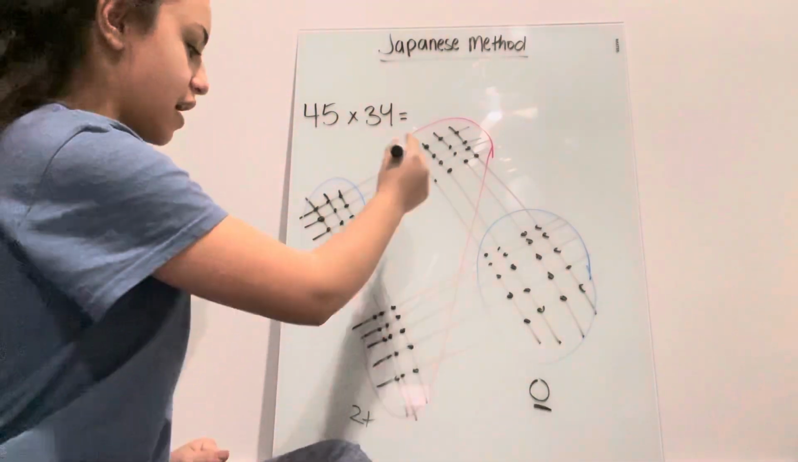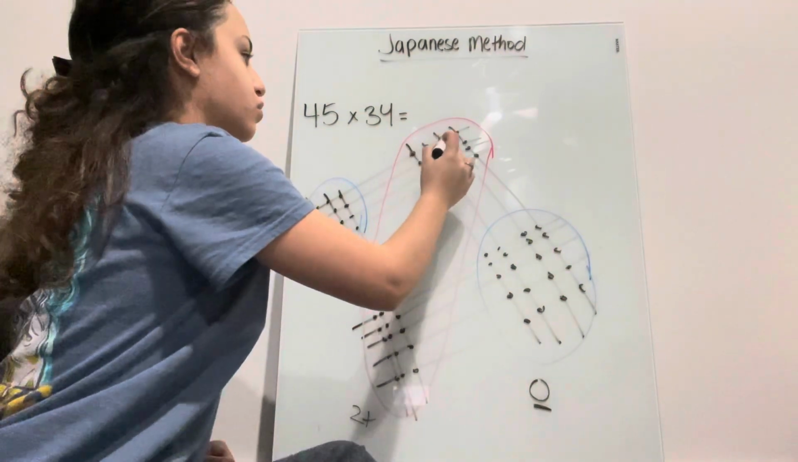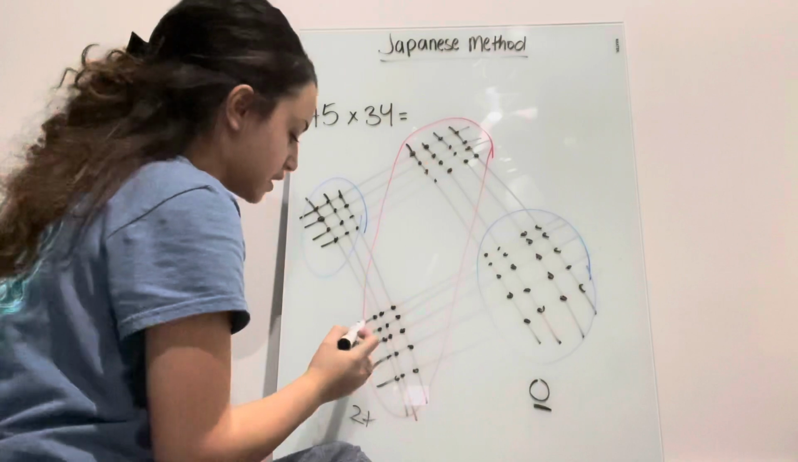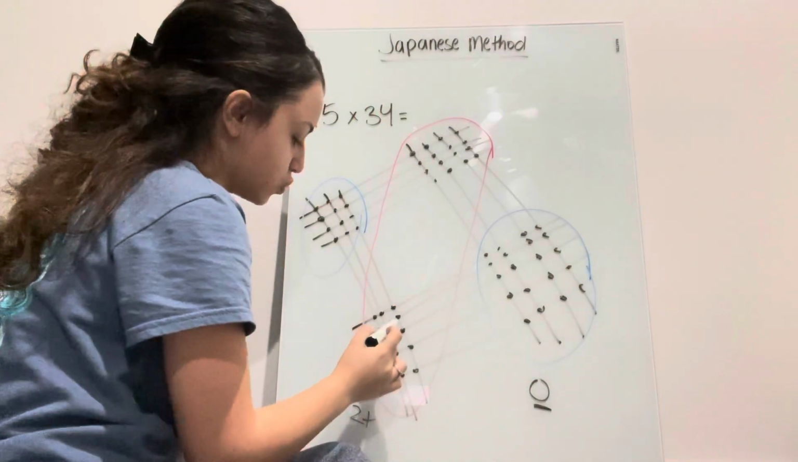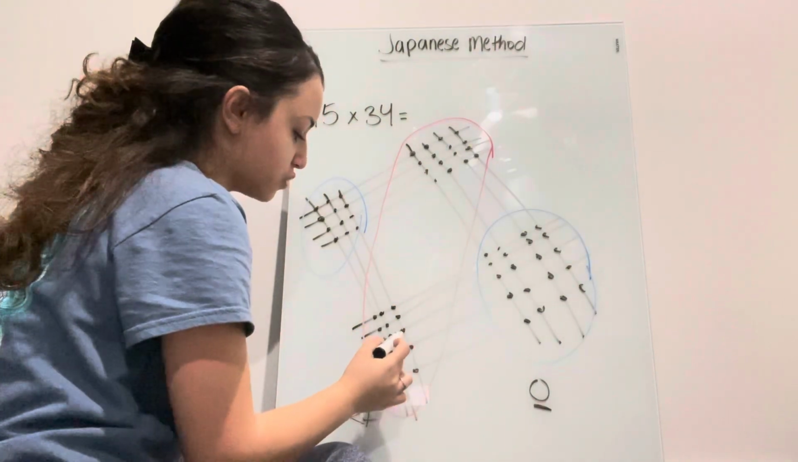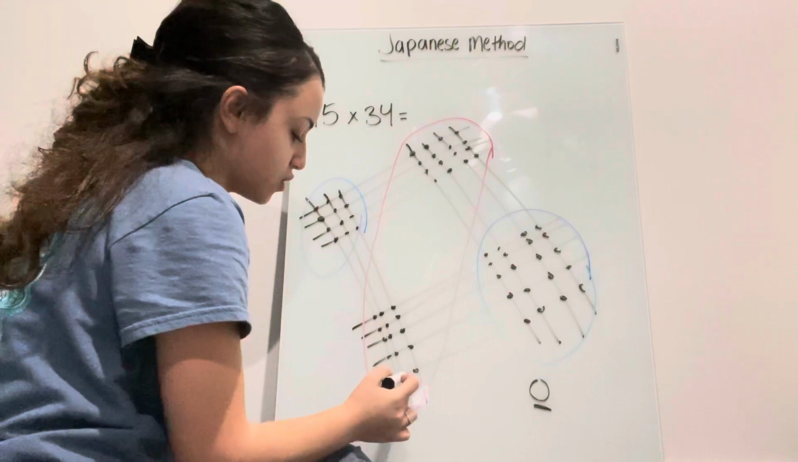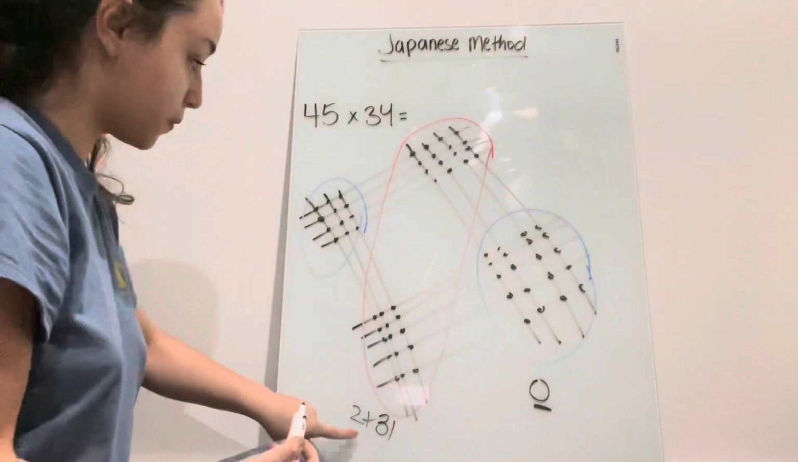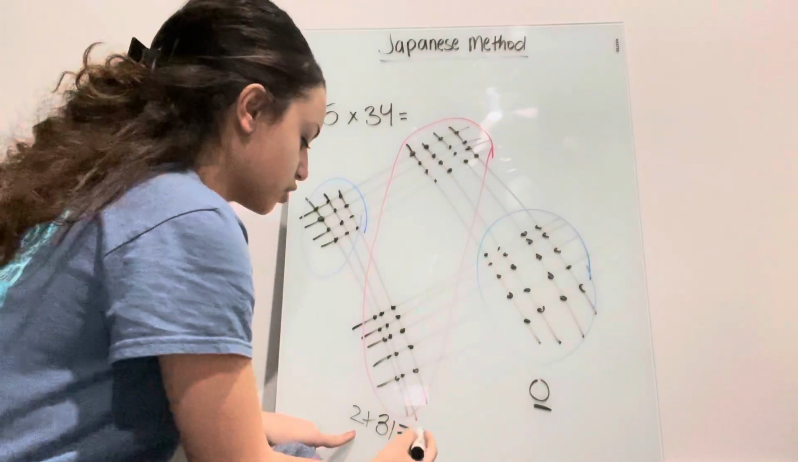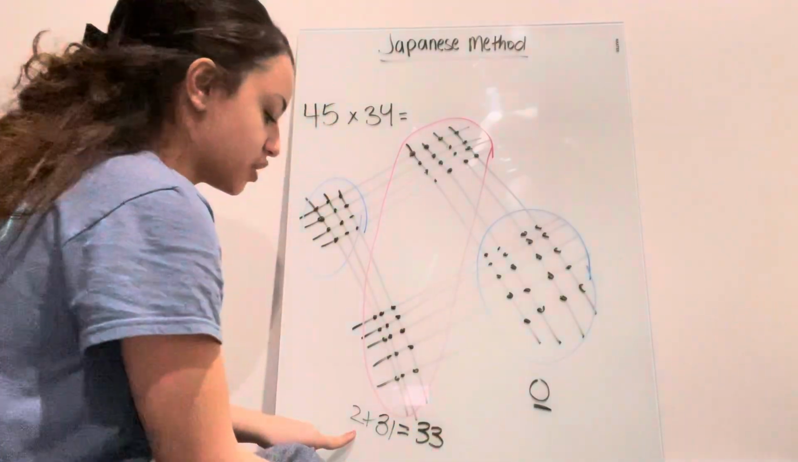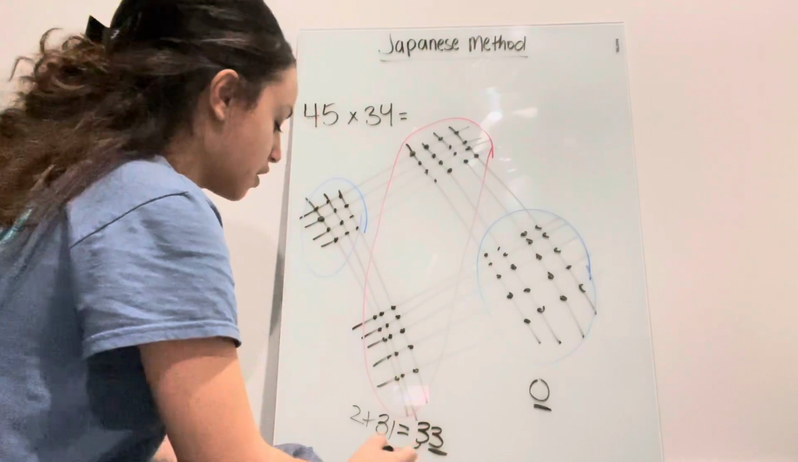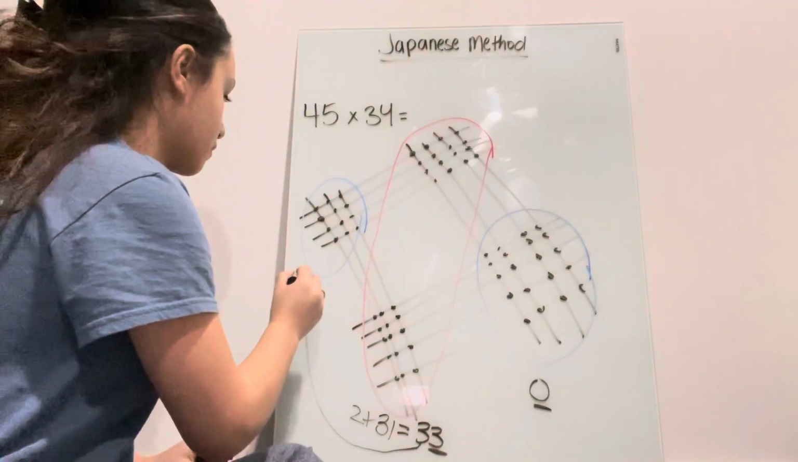Now we're gonna add this group. 1, 2, 3, 4, 5, 6, 7, 8, 9, 10, 11, 12, 13, 14, 15, 16, 17, 18, 19, 20, 21, 22, 23, 24, 25, 26, 27, 28, 29, 30, 31. We have 31. Plus this 2 equals 33. What are we gonna do? We're gonna keep the last digit. We're gonna take this, we're gonna add him to the next group.